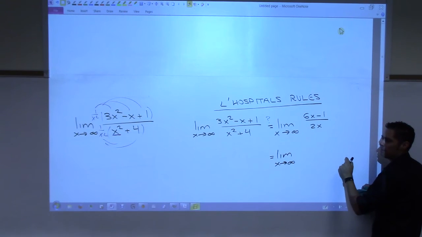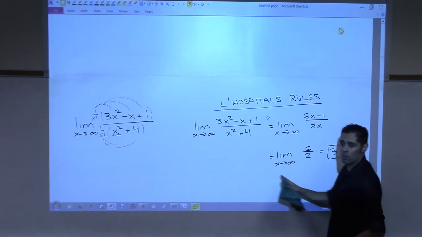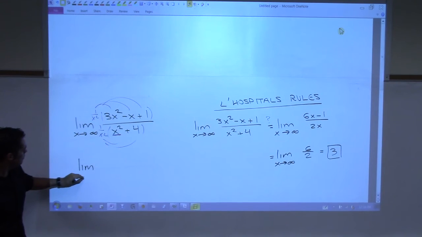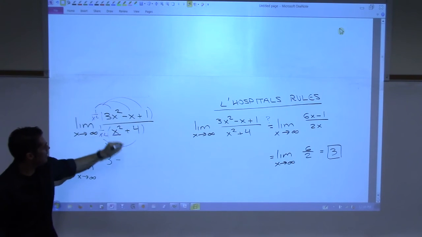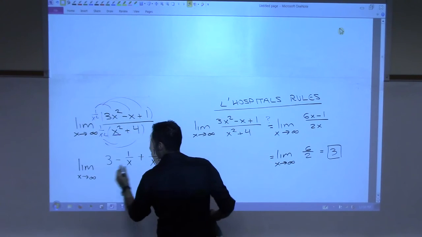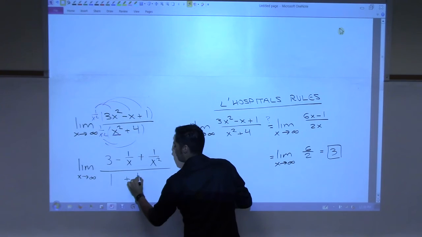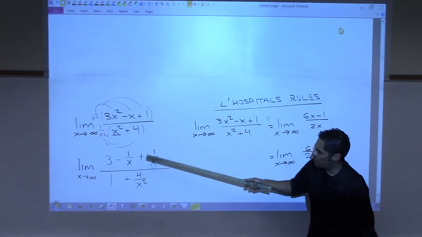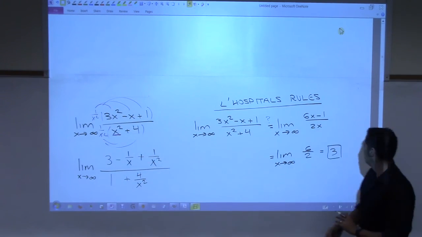Take the derivative of the top over 2, which is 3. Well, that's exactly what we would have gotten had we done this. If you had passed that through, you would have got here a 3 minus 1 over x, and then 1 over x squared. And then over here, you would have had a 1 and 4 over x squared. Now if you let x go to infinity, fixed over infinity, fixed over infinity, fixed over infinity, those all go to 0, and you're left with 3 over 1, which is 3.